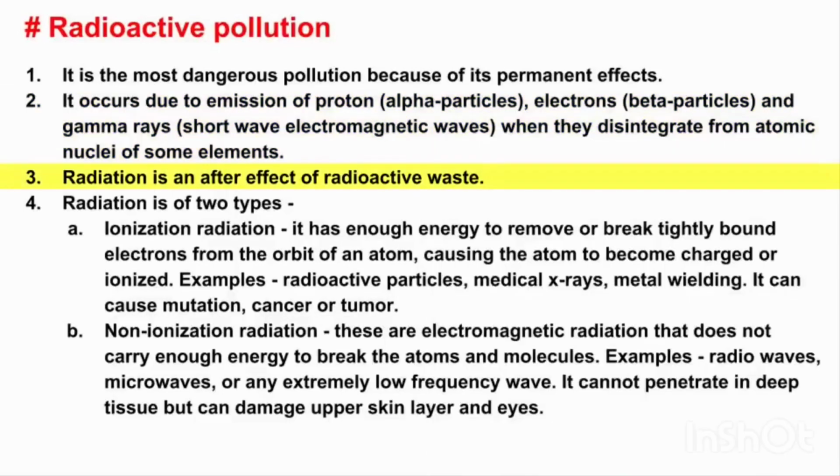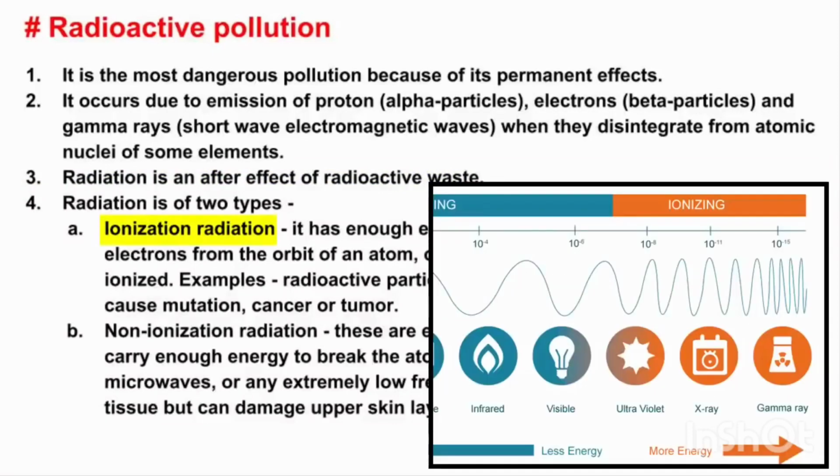Now, radiation is an after effect of radioactive waste. Radiation can be categorized into two groups: non-ionizing radiation and ionizing radiation. Ionizing radiation has enough energy so that during an interaction with an atom, it can remove or break tightly bound electrons from the orbit of an atom, causing the atom to become charged or ionized.